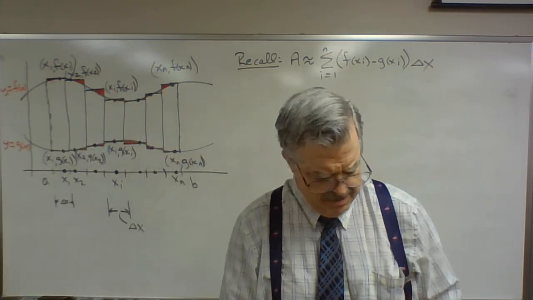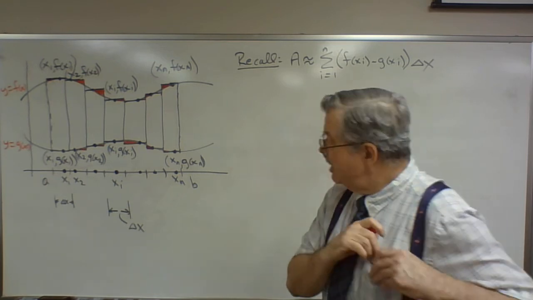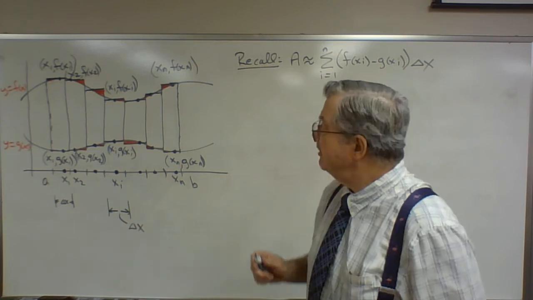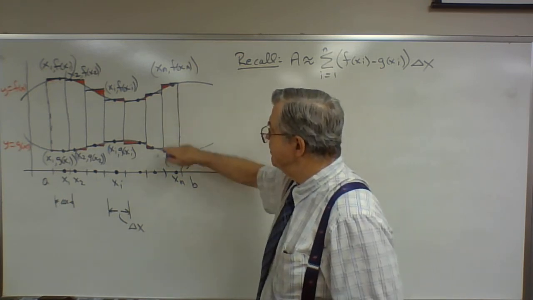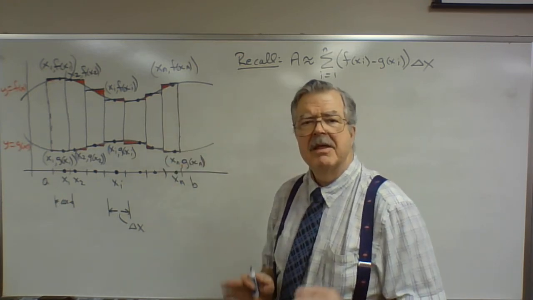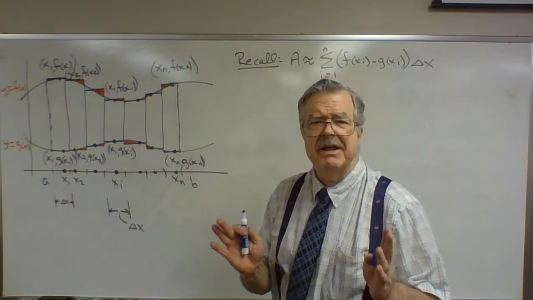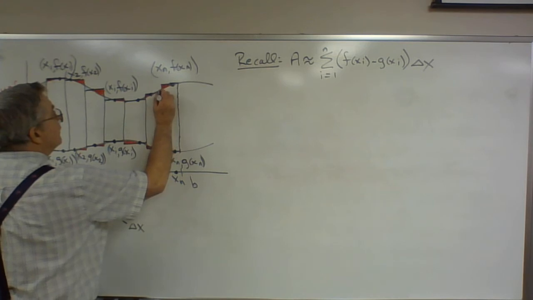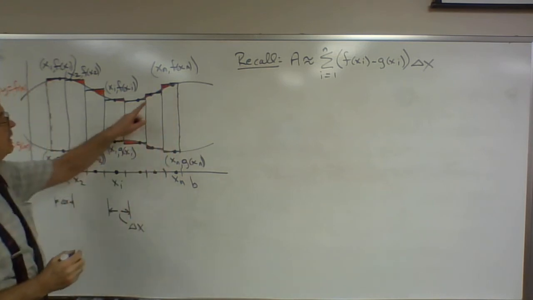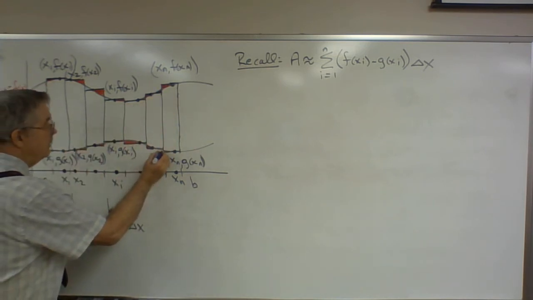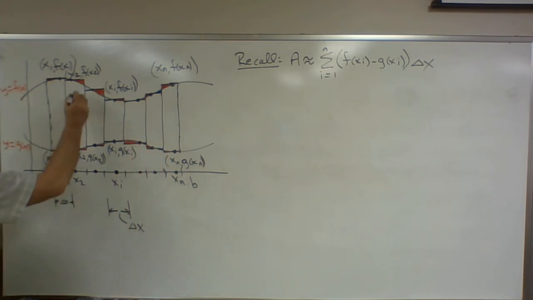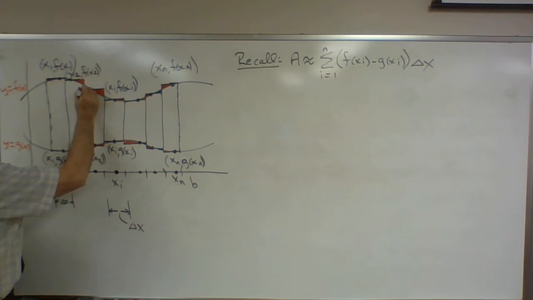On the other hand, sometimes there's some area that actually is bounded by the graphs of f of x and g of x that isn't contained in any rectangle. Look at this area right here. It's not contained in any rectangle. This area is not, this area is not. This area is not contained in any rectangle, and it should be.